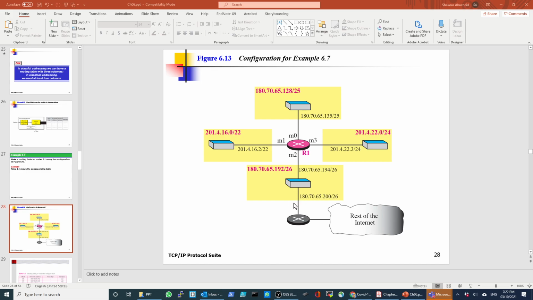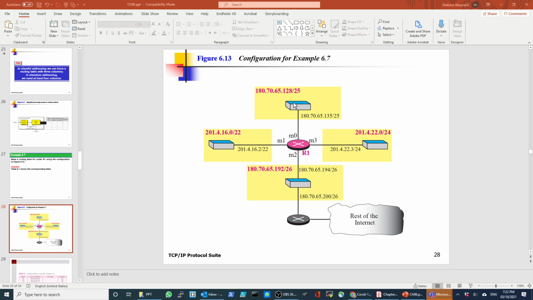So that should be the default router. You agree? All right. So this is like class B. Class B, but does it make any difference? No, because now we are using classless. We are using classless, right? So what matters now is the slash, right?